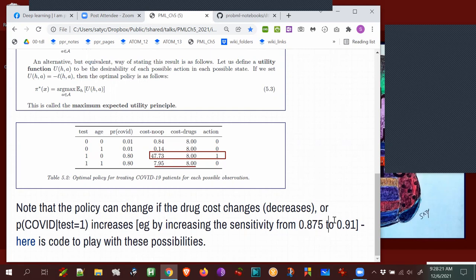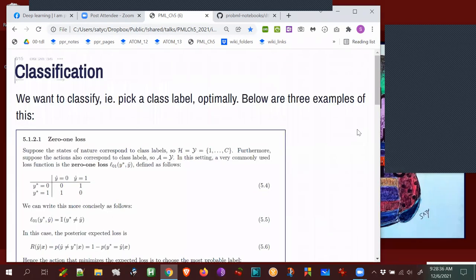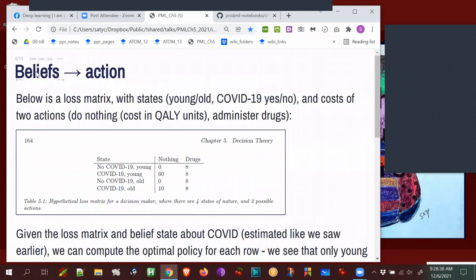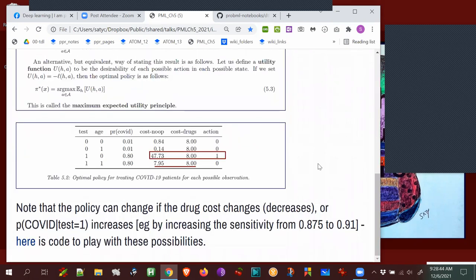So please go in the notebook and make these changes, like change the sensitivity and or change the cost of the drug and see this formula change, okay? So I don't have time, I won't do it. Colab, just run it. Just go to run all, then it's gonna run. Neat. So then this is all about acting. So you go from belief about somebody having COVID and not having COVID to actually doing something about it. So it helps you do that.